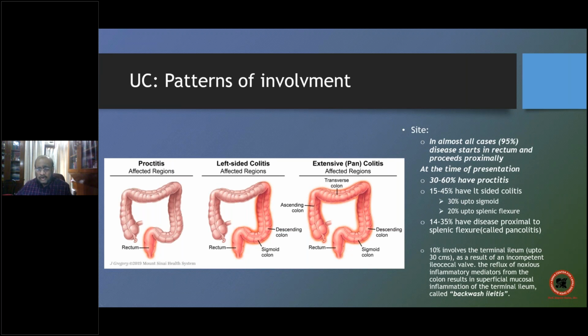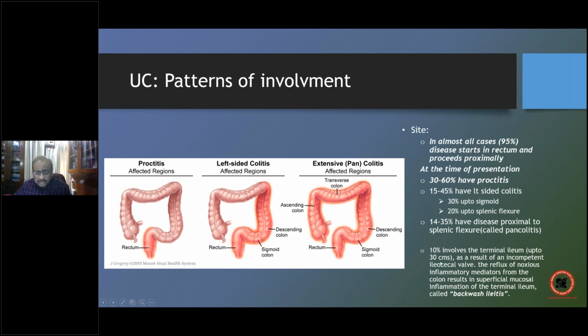So, in almost all cases, 95% of the time, the rectum is involved. At the time of presentation, a patient comes to you. At that time, you may not find rectal inflammation. So you will find that at time of presentation, almost 60% would have proctitis. Almost 45% will have left-sided colitis that we just now talked about, the sigmoid and the descending colon. And 35% will be having what is known as the pancolitis. That means the part proximal to the splenic flexure.